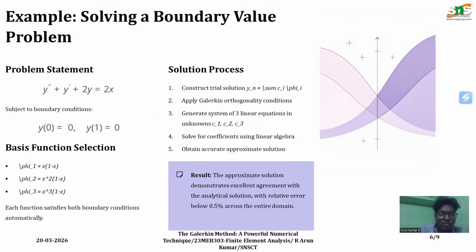After that, you have to choose the basis function of the trial function, where each function satisfies both boundary conditions. The solution process is constructing trial solutions and applying the Galerkin orthogonality conditions, generating a system of three linear equations, solving for the coefficients using linear algebra, and obtaining the appropriate solution. As a result, the approximate solution demonstrates excellent agreement with the analytical solution, with a relative error below 0.5 percent across the entire domain.